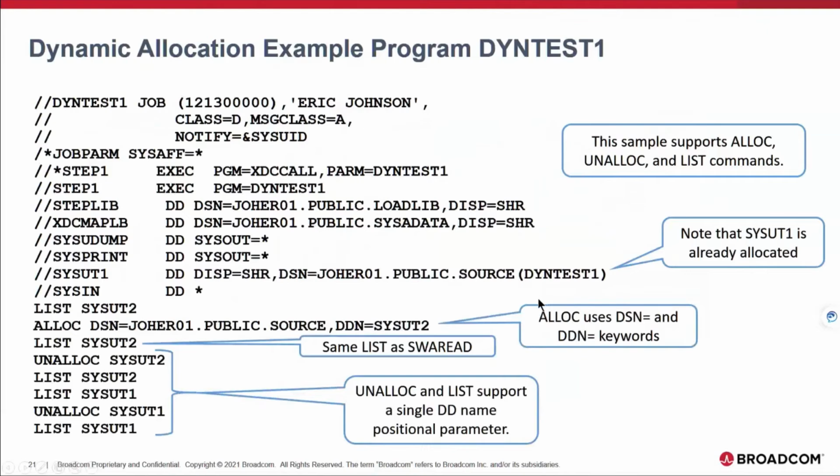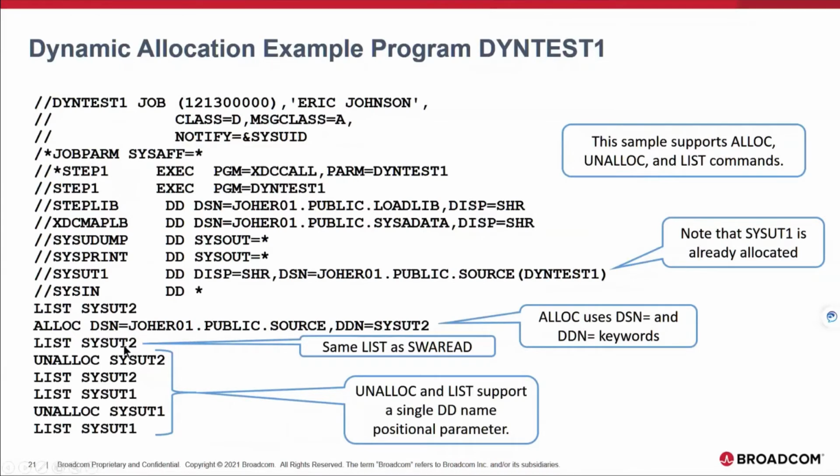So in our sample program for today, we have a utility called DynTest1, and it has a couple of verbs that it honors. It will list. Now in this case, we're going to say list SYSHUT2, and of course SYSHUT2 does not exist here, so that will fail. And he'll say, I want to allocate a data set. Here's the data set name, and here's the DD name to use. So he's going to create SYSHUT2 DD that's allocated to this data set.